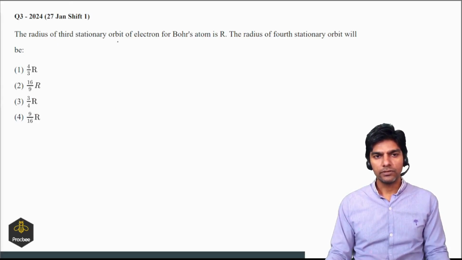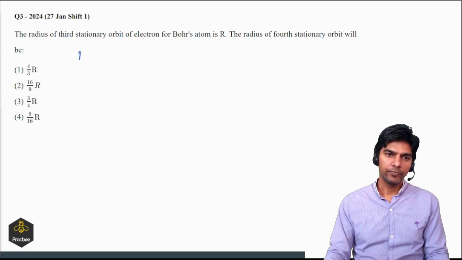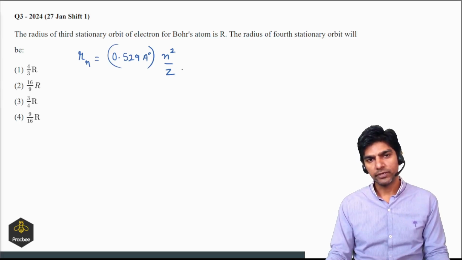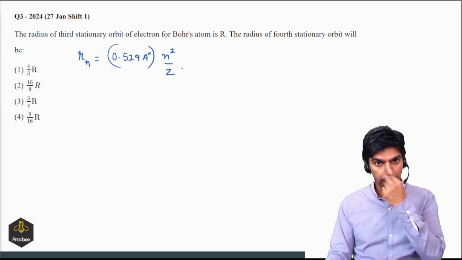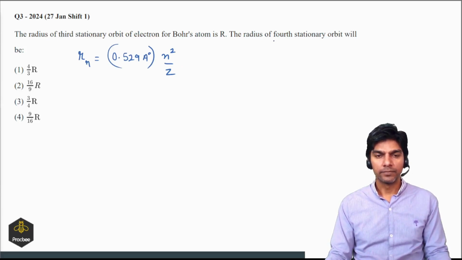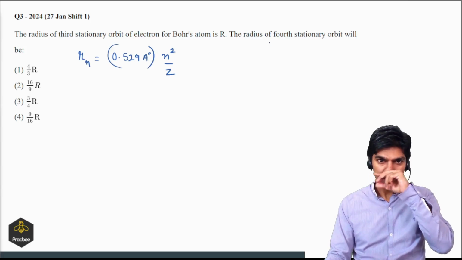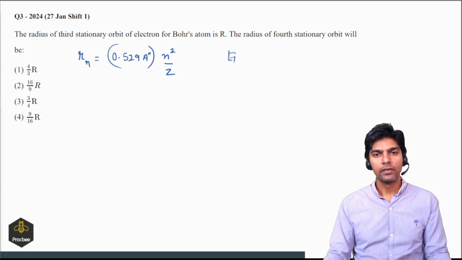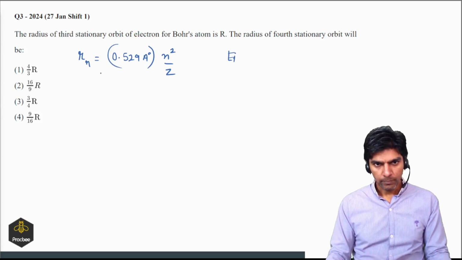The radius of third stationary orbit of electron for Bohr's atom is r, the radius of fourth stationary orbit. So here you should remember this formula. The radius of nth orbit will be 0.529 angstrom times n square by z, where n is the principal quantum number and z is the atomic number of the atom. Nothing is mentioned about which atom they're talking about. It can be hydrogen, it can be helium plus, it can be lithium 2 plus, right? So this relation we have to remember.